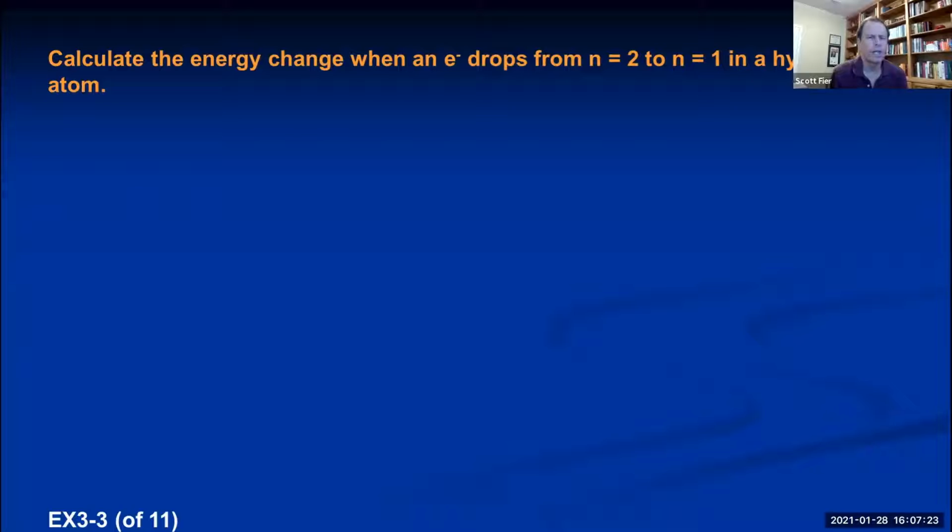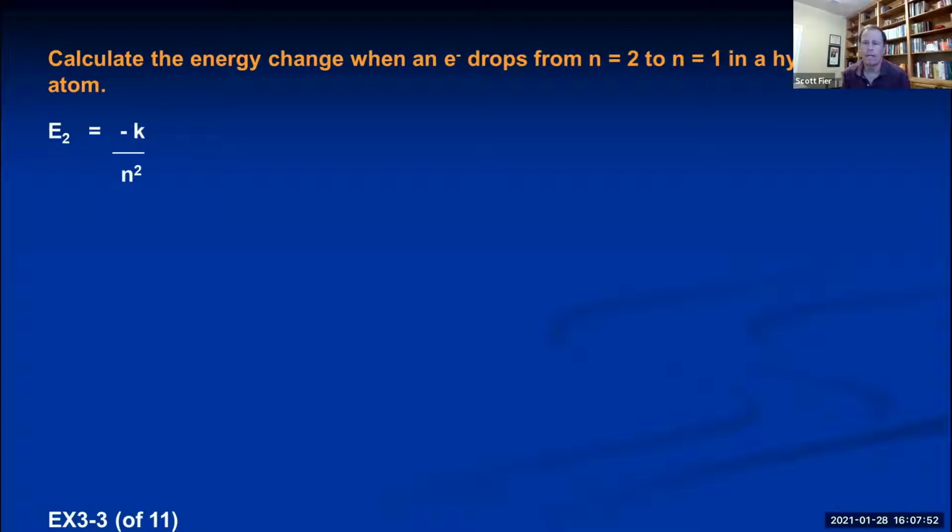We're going to calculate the energy change when an electron drops from the 2nd Bohr orbit, which would be designated n equals 2. You could call that the 2nd energy level as well, down to n equals 1 in a hydrogen atom. In a calculation like this, you just have to do 2 calculations. You have to calculate the energy of the electron in the 2nd Bohr orbit. You have to calculate the energy of the electron in the 1st Bohr orbit, and then you subtract those. That'll be the energy change.